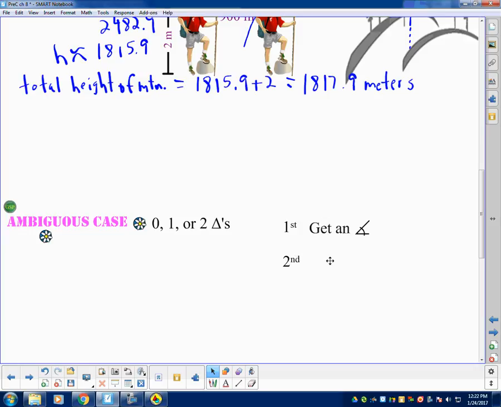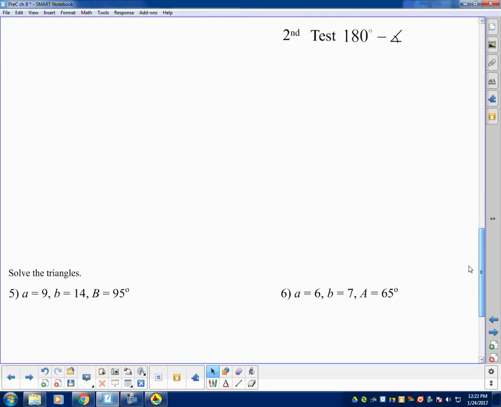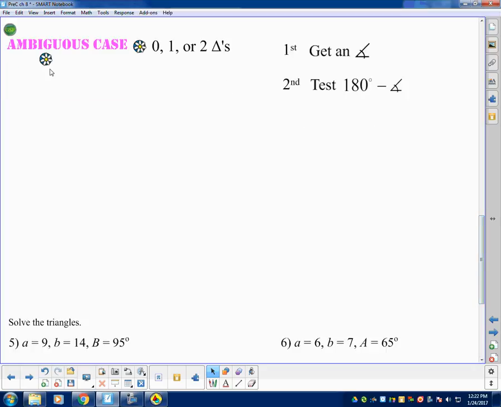You'll know right away, actually, if there's no triangle determined. You'll get an error message. And then what you're going to do is test 180 degrees minus that angle. If you get yet another, different angle, then that constitutes 2 triangles. Otherwise, you have just one triangle. I'll show you what I mean here. In these three examples, we're going to see one of each of these ambiguous cases: 0, 1, or 2 triangles.